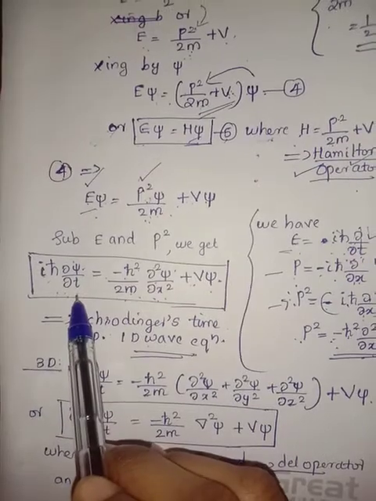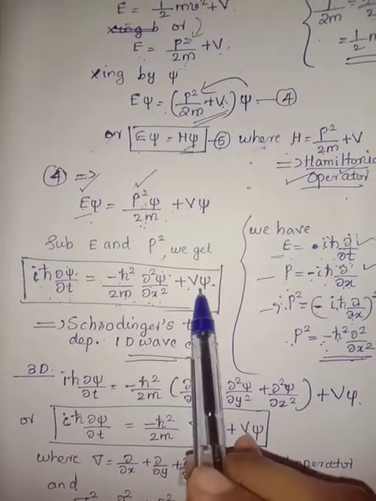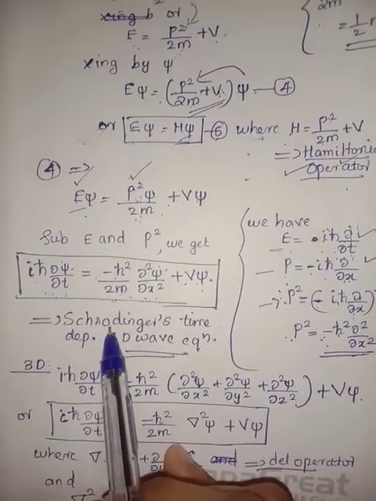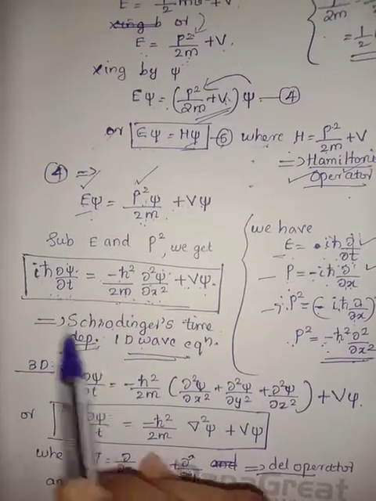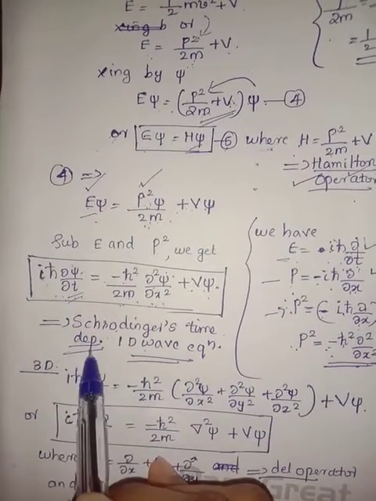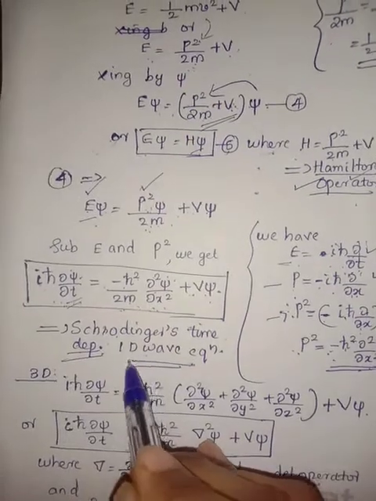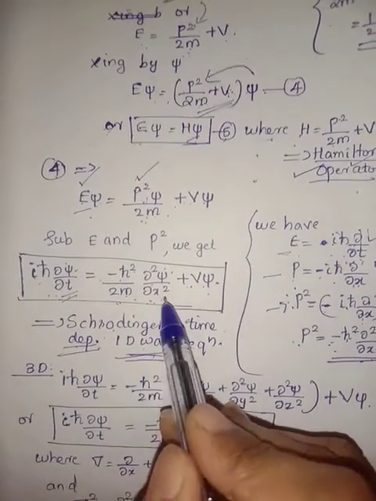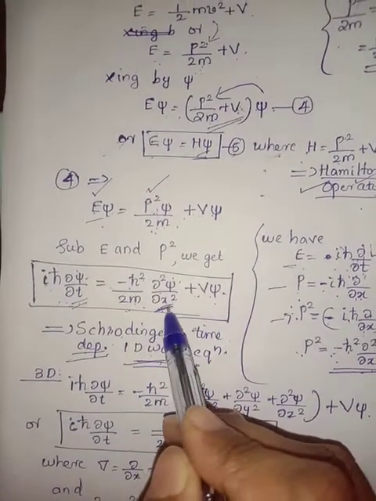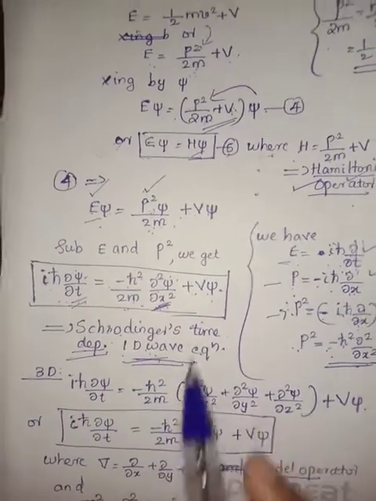i h cross dou psi by dou t is equal to minus h cut square by 2m dou square psi by dou x square plus V psi. It is a time dependent wave equation because it involves the term time here, right? So it is known as Schrodinger's time dependent wave equation, and it is a one-dimensional wave equation because it involves only the variable x, so we can say that it is a one-dimensional wave equation.